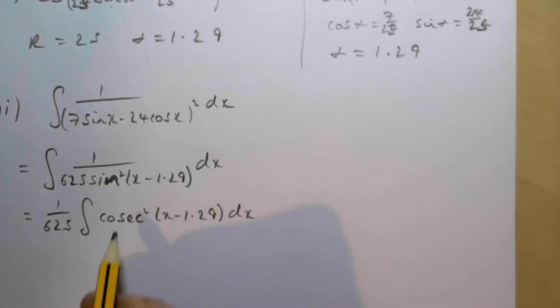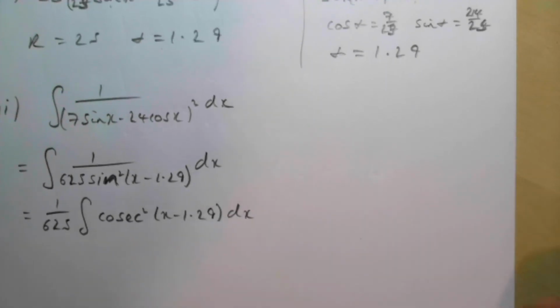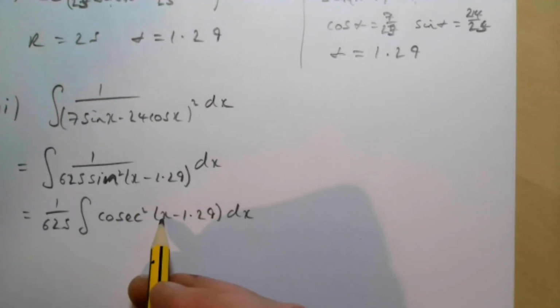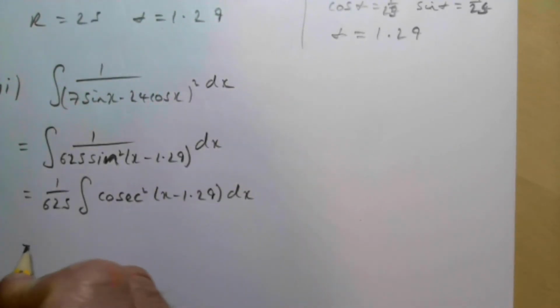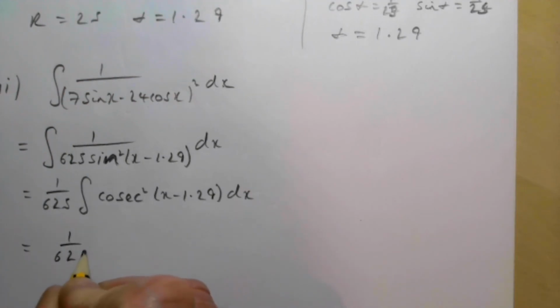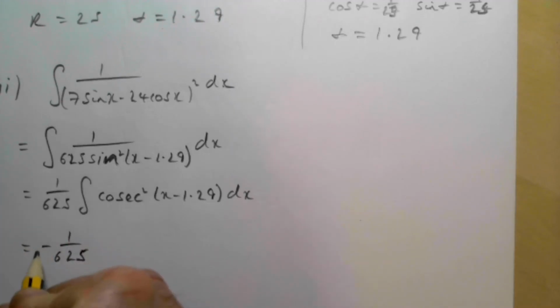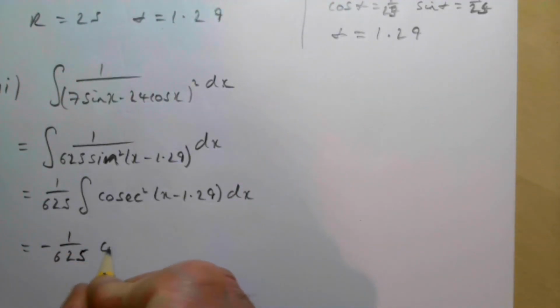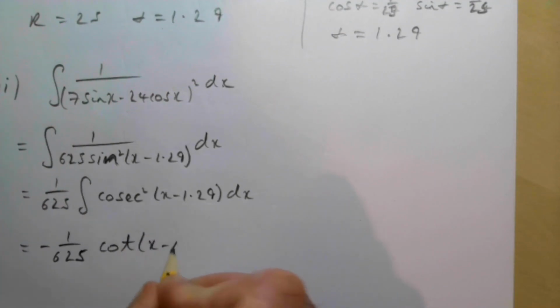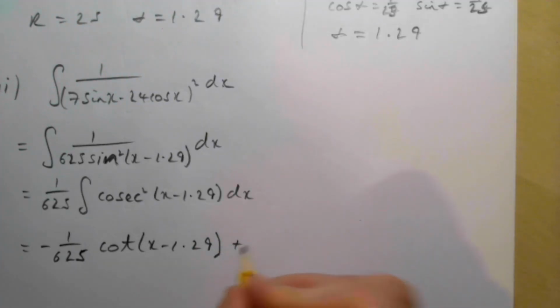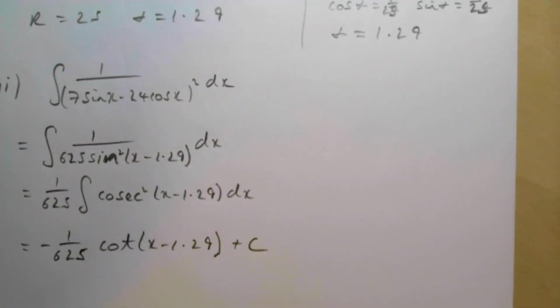And again, it looks complicated, but if you look at your trig differentiation, if you differentiate cot, you get minus cosec squared. So we can just integrate this straight off. Again, just look it up in your formula booklet. So if we integrate cosec squared, we're going to get minus cot (x minus 1.29) plus c, and that's us.